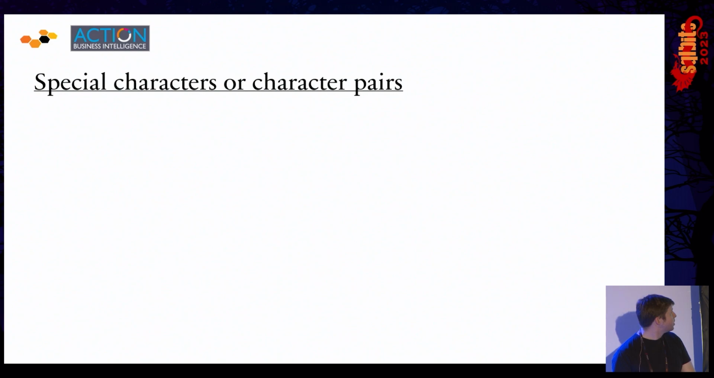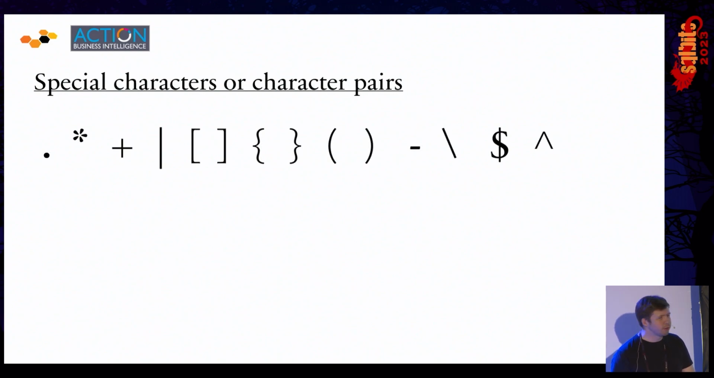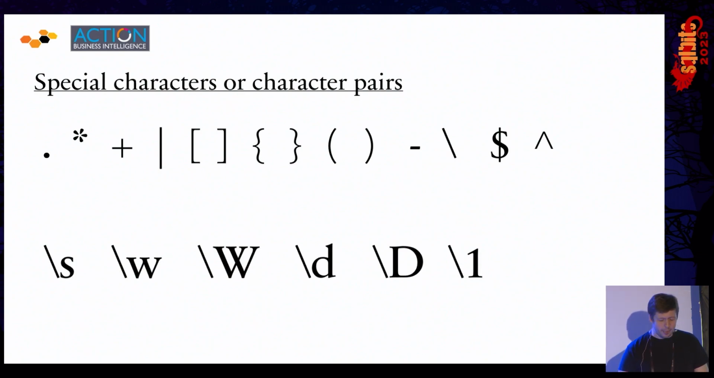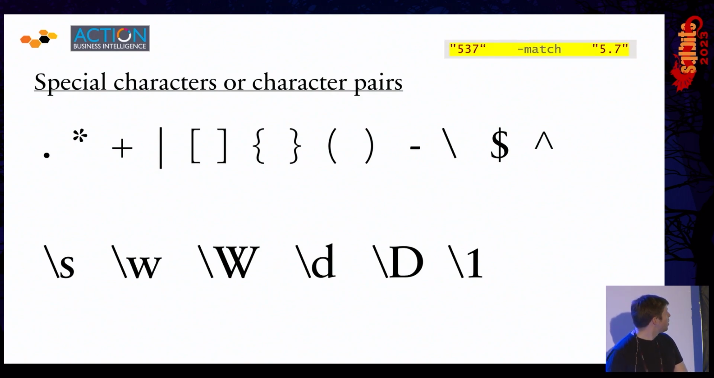Special characters and character pairs. These are the special characters which work singularly, and these are the ones which are pairs. What do they do? So let's do top row left to right and bottom row left to right. The first one is the dot operator, which is a placeholder for any letter. So if you put a dot between 5 and 7, it says match 5, 7, and then anything in between it, so it'll match 5 3 7.